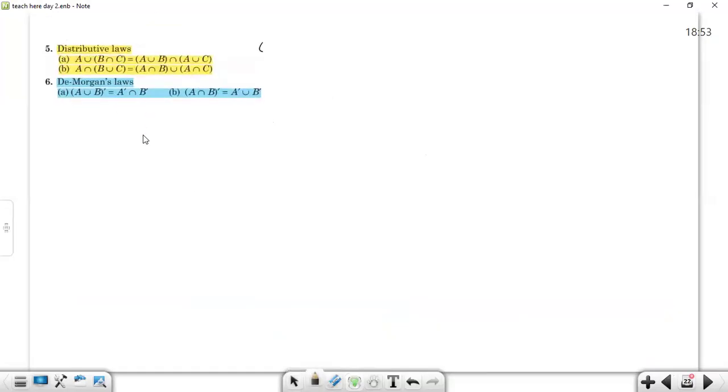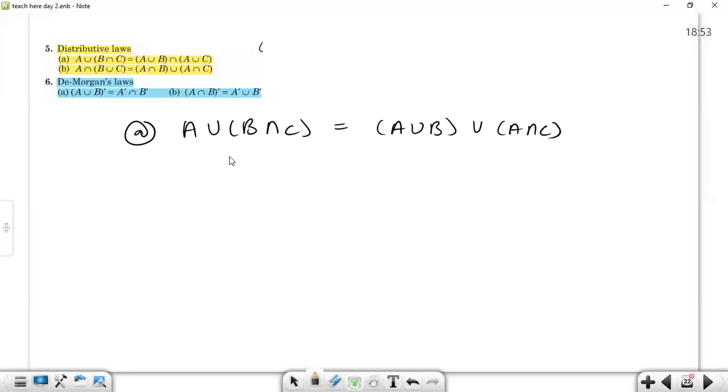So let's discuss the first property, A union of B intersection C. We have to prove this property. What we are going to do is draw its Venn diagram on both sides, and we will see whether the end result is the same or not. If it is the same, our property stays true.